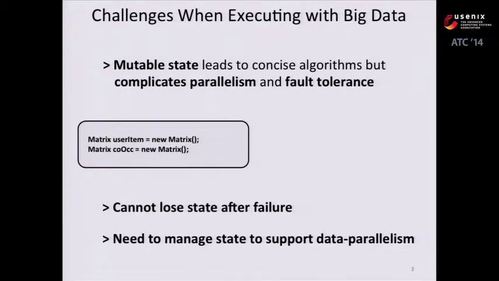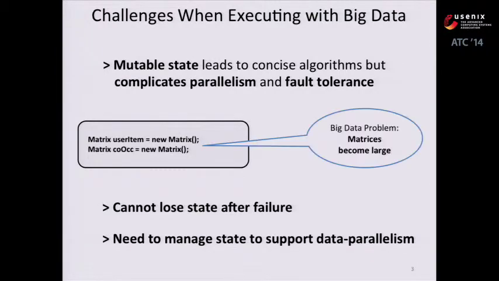Because we've used explicit mutable state, we can represent that algorithm in a very concise way, but this representation also complicates parallelism and fault tolerance. When you want to run this on large data, most likely you will need to run it on distributed nodes, which means that you need to worry about failures. If there's a failure in a machine, you cannot lose the state, because otherwise you would output wrong results. It also complicates parallelism, because to make this parallel, you need to handle that state somehow, since it is now distributed across different machines.